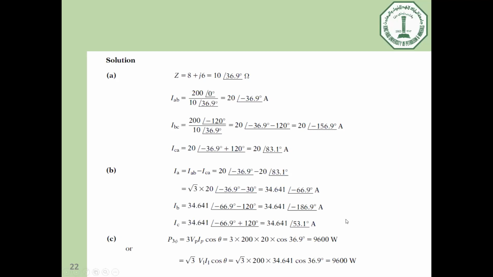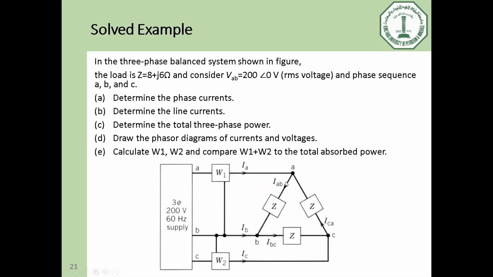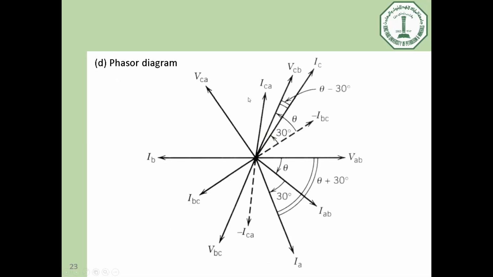Part C required calculating the power of the three phases. Power can be calculated in many different ways. One of the simplest ways is to say power equals 3 V phase I phase cosine theta. What is the V phase here, Shabab? Let's go to the connection again. V phase is given here as VAB. Is VAB the same as V phase or not? Same. Yes.